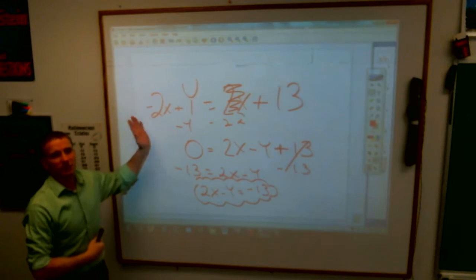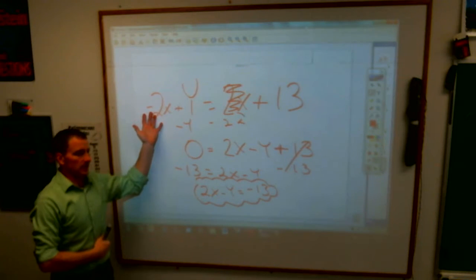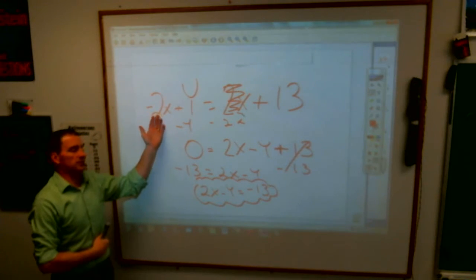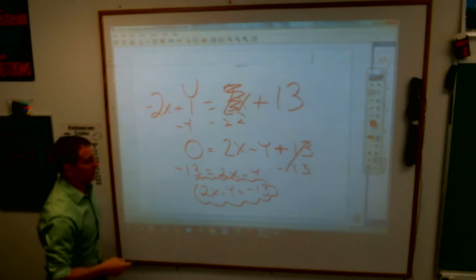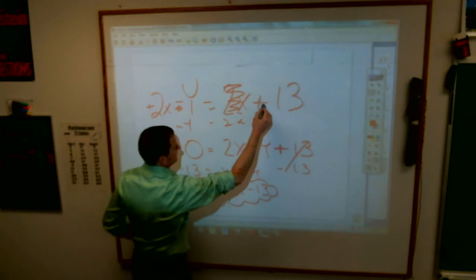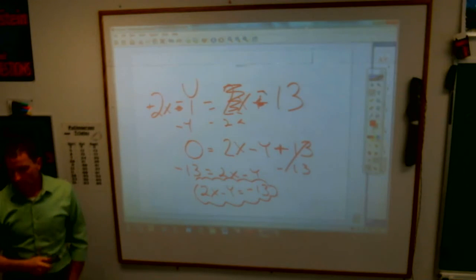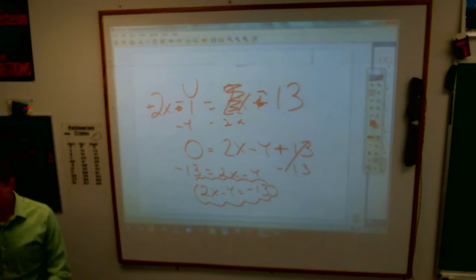If you move the 2x over, you get a negative 2x there, and that's not acceptable because the first term is never going to be negative. But you could fix that easily just by making it positive, making it negative. Wow, I really overthought that.